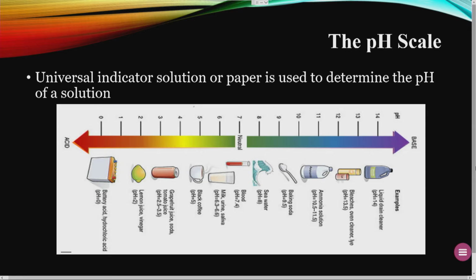And so notice that we have neutral. We have a test tube there which indicates blood, which is just about 7.4. So blood is slightly alkaline. Also, if we go up, we notice that we have seawater with a pH of 8, a little bit more alkaline. Baking soda, pH of 9. Ammonia solution, pH of 10.5 to 11.5. And we continue to go all the way up to liquid drain cleaner, which has a pH of about 14.